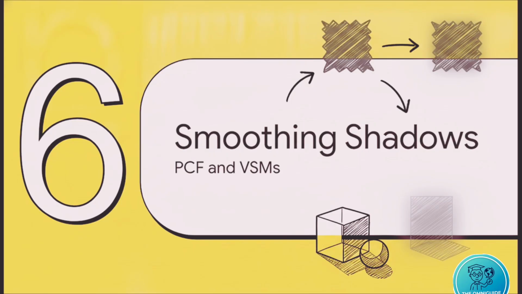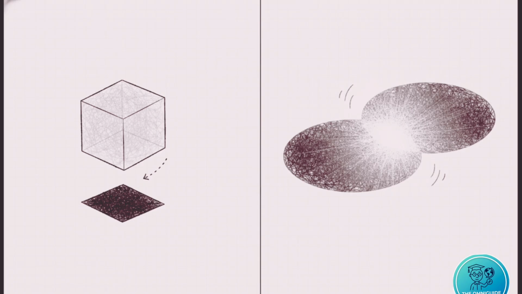Section 6. Smoothing shadows, PCF and VSMs. To finish off our visual feast, we can't just leave those cascaded shadow maps with perfectly crisp, razor-sharp edges. Harsh, unnaturally sharp pixelated edges instantly remind the player they are looking at a computer simulation, right? In the real world, shadows are soft, they're diffused. We need to smooth out these hard edges using advanced filtering techniques. We generally have 2 leading methods for doing this.